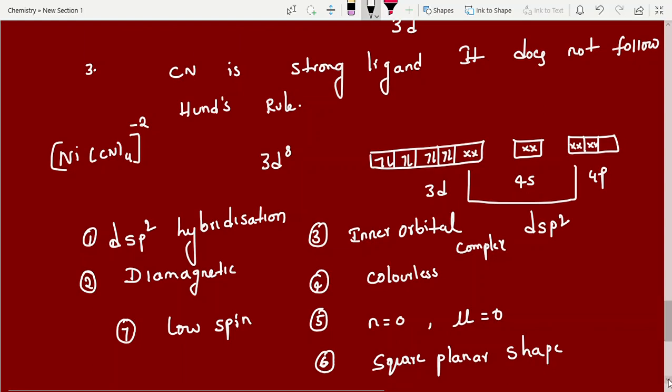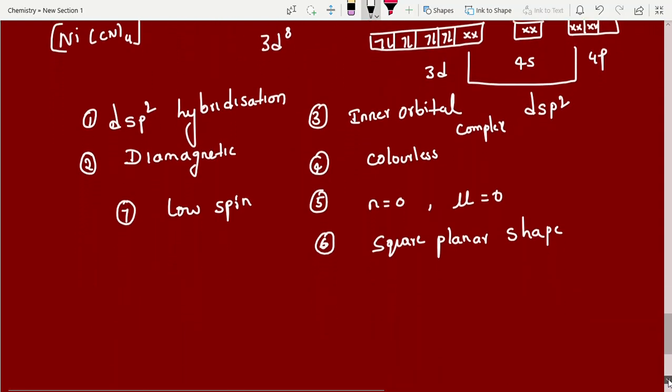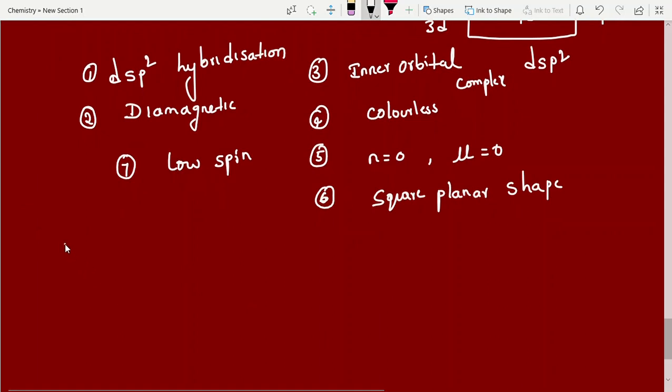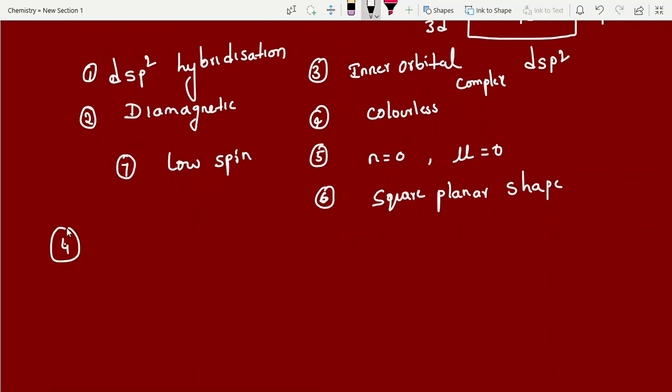Last one. In today's video, the last topic, nickel chloride. Can you do along with me? Nickel chloride, NiCl4 2 minus. Even F also. Sometimes to confuse the students, they will give fluorine. Both are the same. Both are weak ligands.